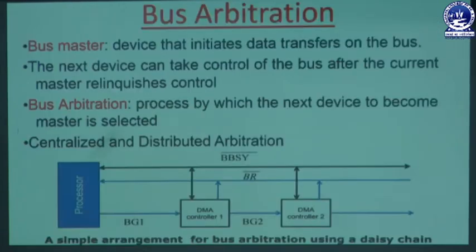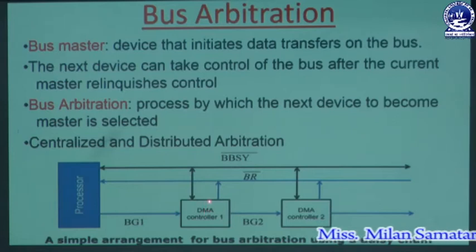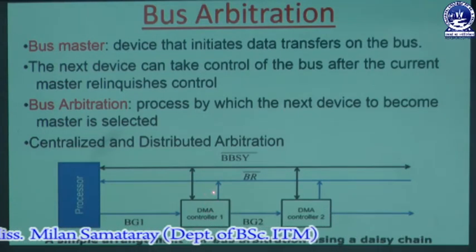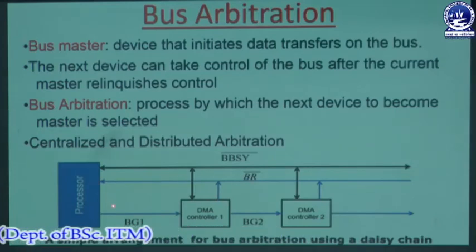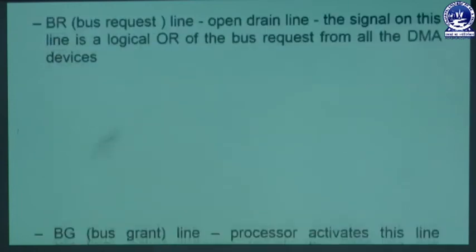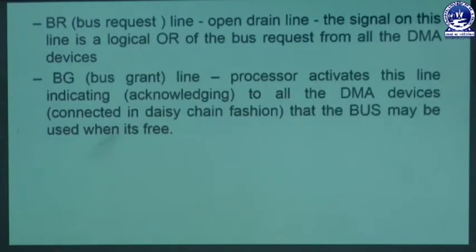Here you can see in this picture, this is the BR line and this is in the form of logical OR. When the DMA controller sends the bus request, it is sent through this bus request line and given as input to the processor, in the form of logical OR. Okay, and the next is BG, that means the bus grant line.